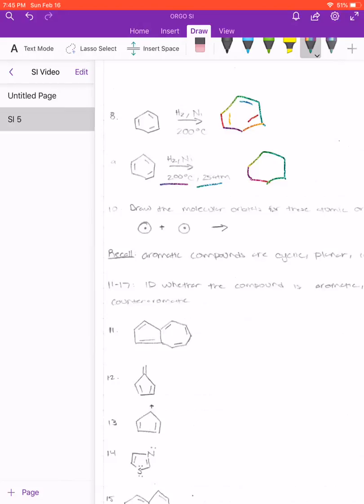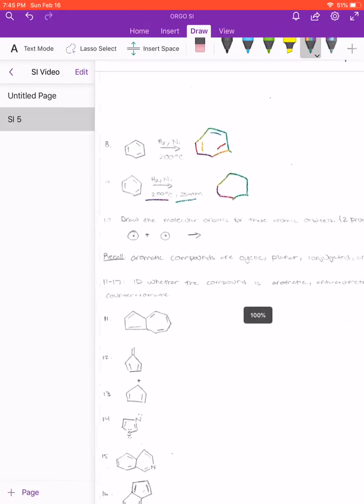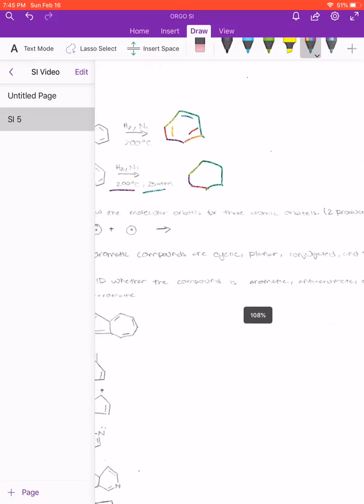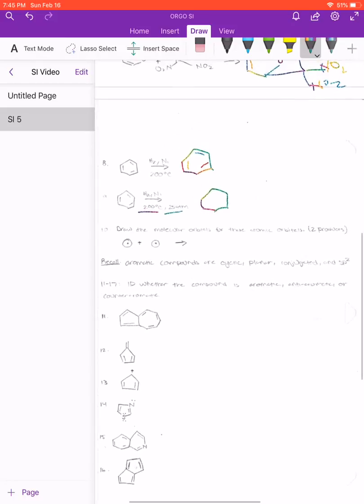So for number 10, we're going to draw the molecular orbitals from these atomic orbitals. So it says it's two products, right? So what two products could I be talking about?